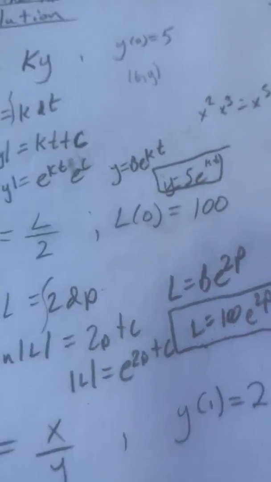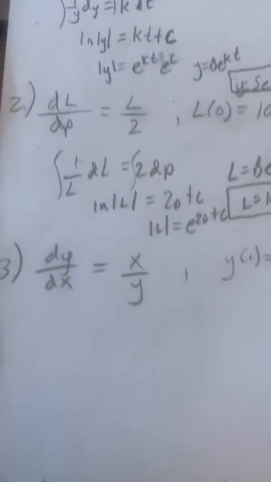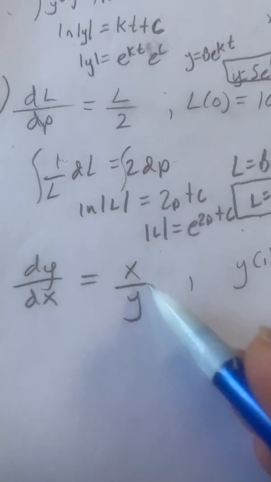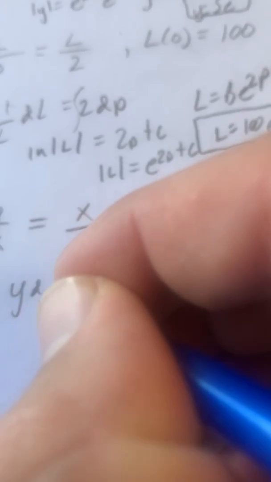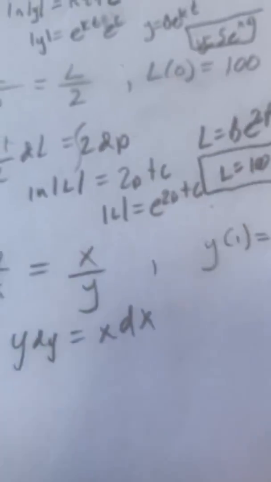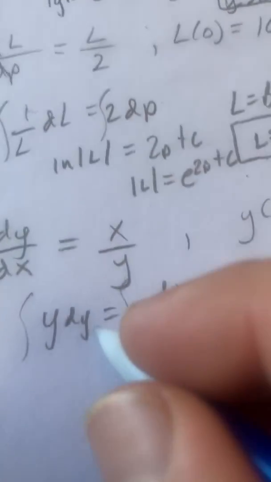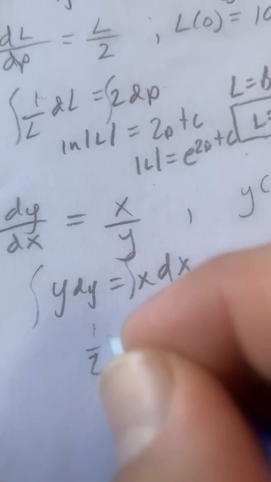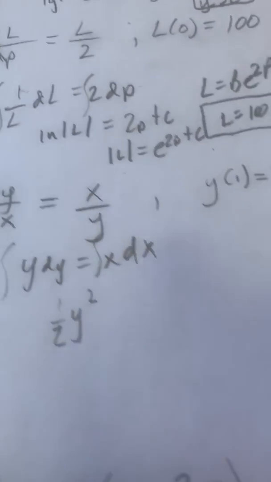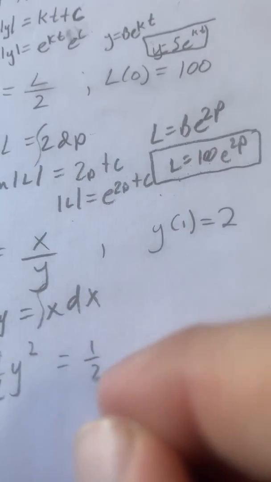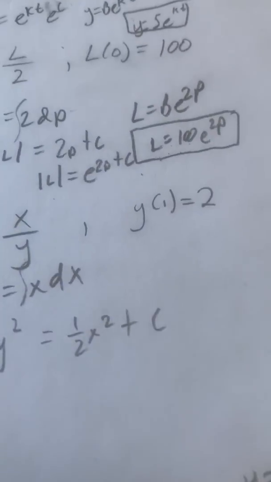You'll notice we get that same one quite a bit because it's a pretty famous type of problem. Down to number 3, we're going to get one that actually looks different. When I multiply y across, I get y dy equals x dx. I multiply the x over there, and now I'm going to integrate. I get the antiderivative of y is 1/2 y squared. The antiderivative of x is 1/2 x squared plus a c.